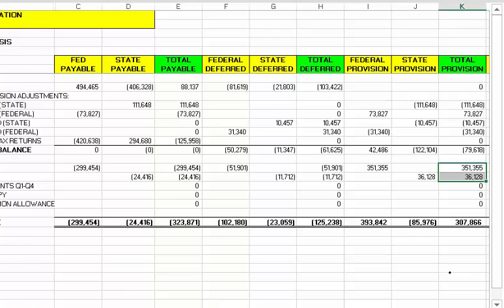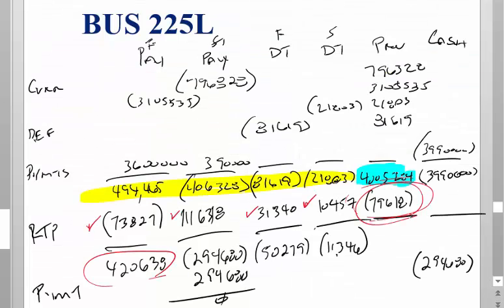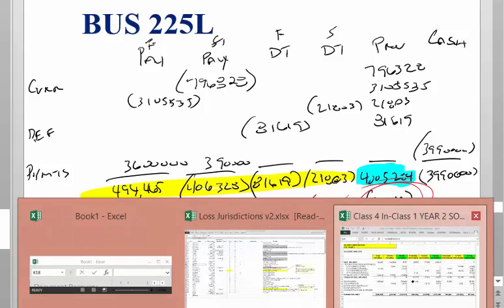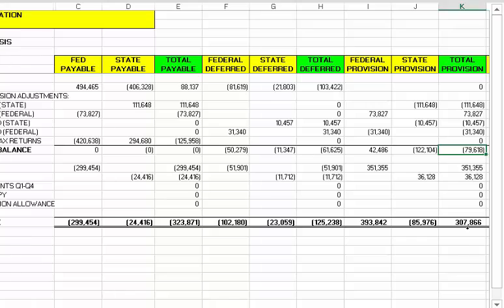year one true-up. Right? But remember how Kai, like an hour ago, was saying, you book in year two the year one true-up. So that means that the true-up, which is the 79,618, which is the same number that we calculated here, that 79,618 has to factor in to my year two provision. So my year two provision is really 307,866. That make sense?